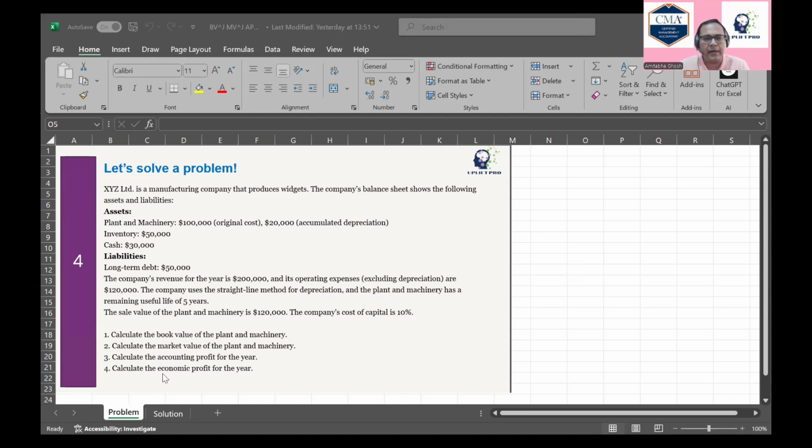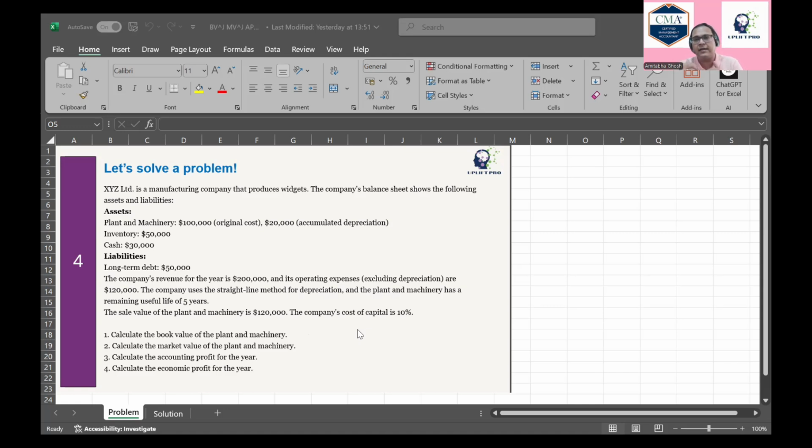If we quickly skim through the information provided, it gives a balance sheet with an extract of the assets and liabilities, where the assets include plant and machinery of $1 lakh as the original cost, accumulated depreciation of 20,000, inventory and cash of 50 and 30, and liabilities of long-term debt 50,000. Then they have mentioned the company's revenue to be 2 lakhs and its operating expenses excluding depreciation are 1 lakh 20. The company follows a straight line method of depreciation and its remaining useful life is 5 years. They have also given us the sale value of plant and machinery and the company's cost of capital as 10%.